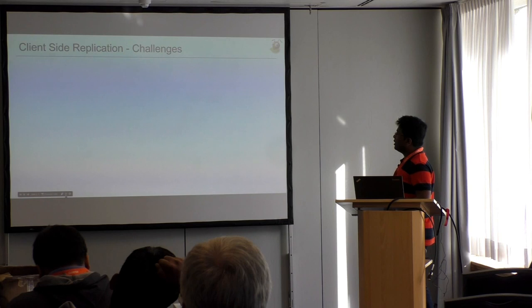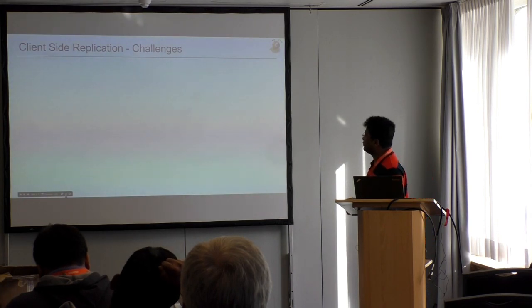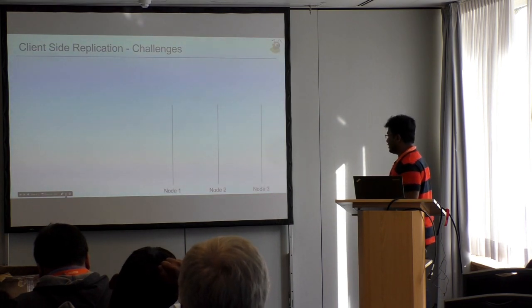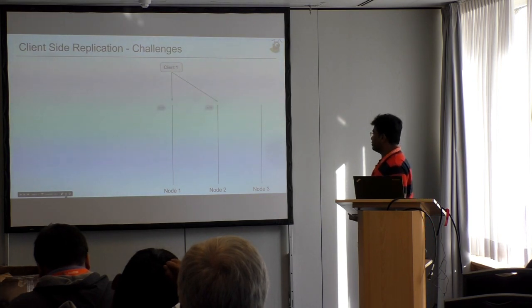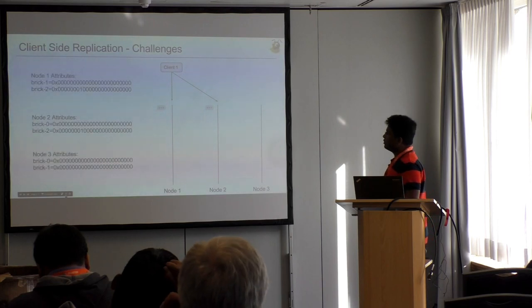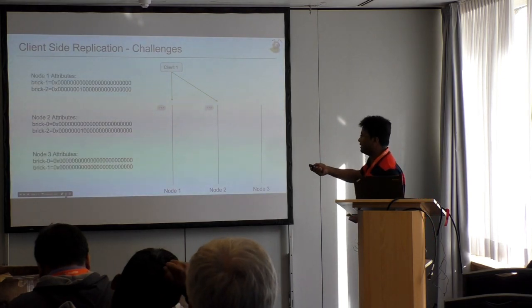Another thing that we always seem to face with client-side replication, and where the server side actually comes in, is a scenario like this. Again, we have three nodes and we have one client, okay? Let's say this client is only seeing node 1 and 2. It's not able to see the others, right? So the xattrs are going to look something like this.